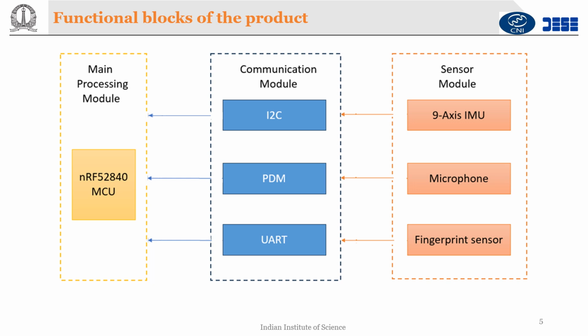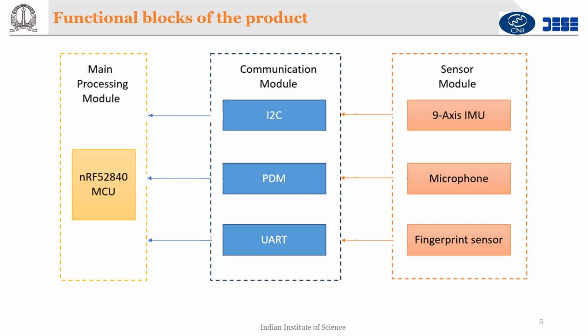So our product has different functional blocks. One is the main processing module, which is the NRF52840. It has a Nina BLE module and an ARM Cortex M4 processor. Our sensors are a 9x IMU, a microphone, and a fingerprint sensor. Through the microphone, we capture the reflection from the ear, and through the fingerprint sensor, we capture the fingerprint of the subject.